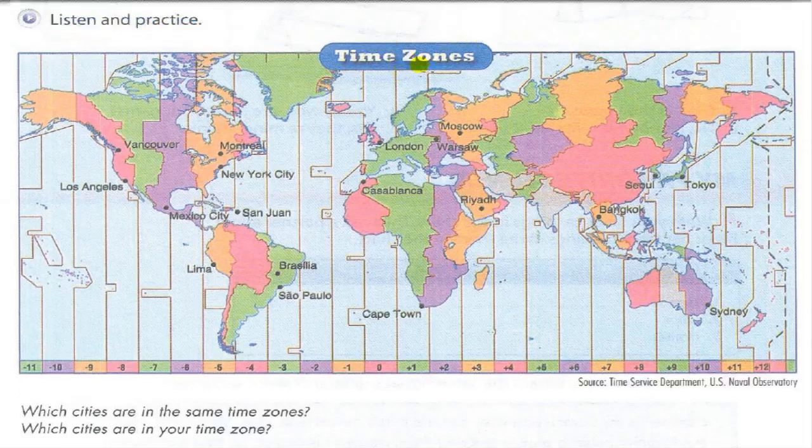Now let's read this. Time zones: Vancouver, Los Angeles, LA, Montreal, New York City, Mexico City, San Juan, Lima, Brasilia, Sao Paulo, Casablanca, London, Moscow, Warsaw, Riyadh, Seoul, Bangkok, G silent, Tokyo, Sydney is in Australia.